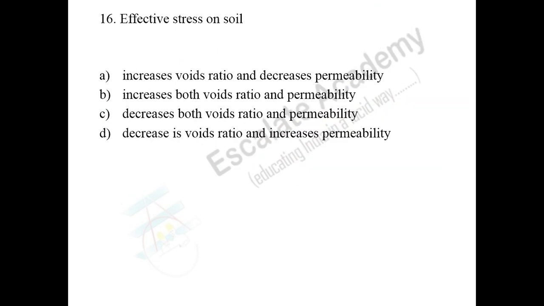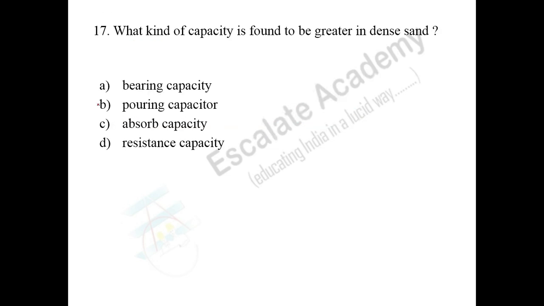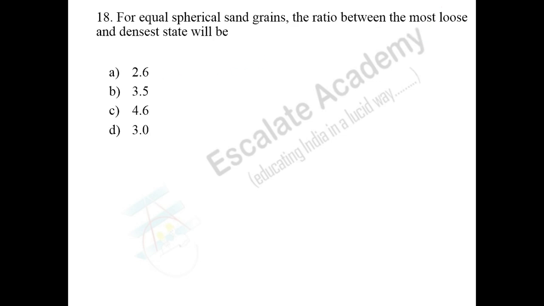Then what is effective stress on soil? Effective stress on soil decreases due to decreases in both void ratio and permeability. Next question: what kind of capacity is found to be greater in dense sand? In dense sand, bearing capacity is found to be more.